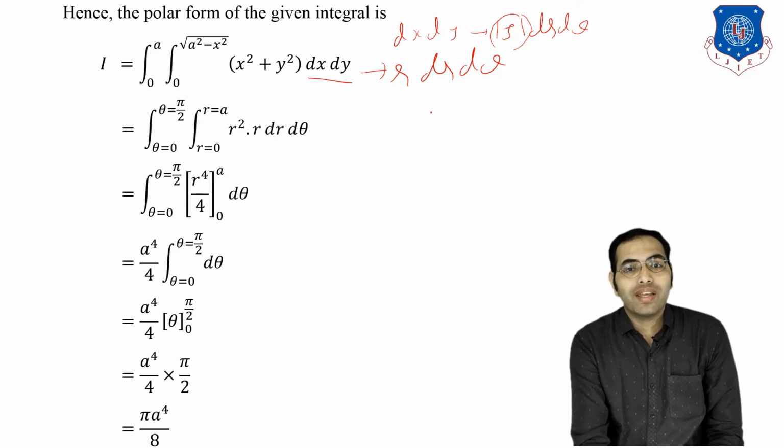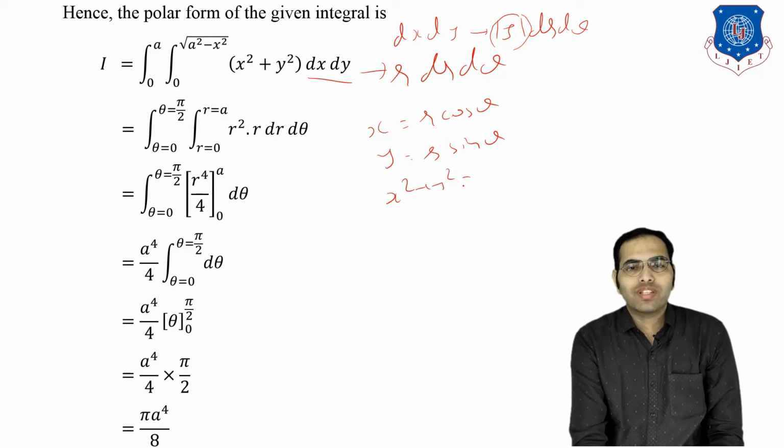So dx dy is replaced by r dr d theta, and you are all aware that x equal to r cos theta, y equal to r sin theta, then x square plus y square equal to r square. Substitute this value in the equation to convert to polar form. Here we have the limits where r varies from 0 to a and theta varies from 0 to pi by 2.